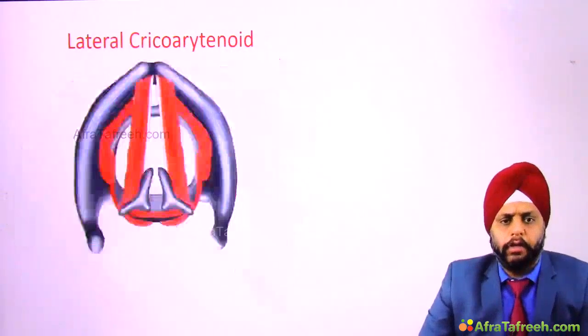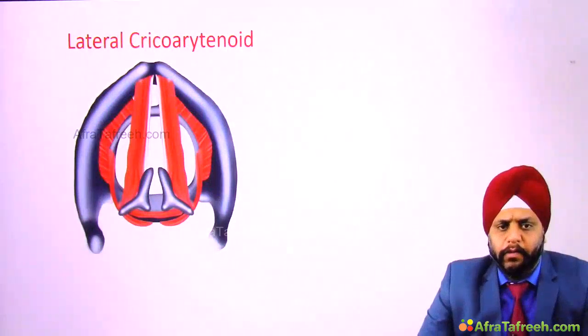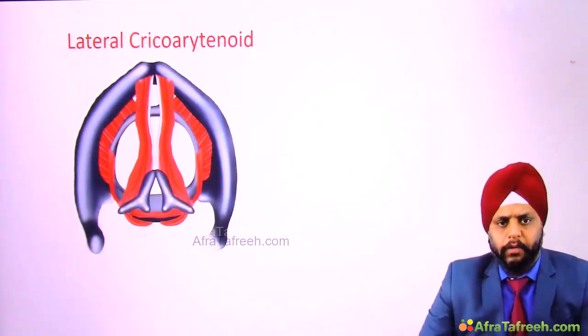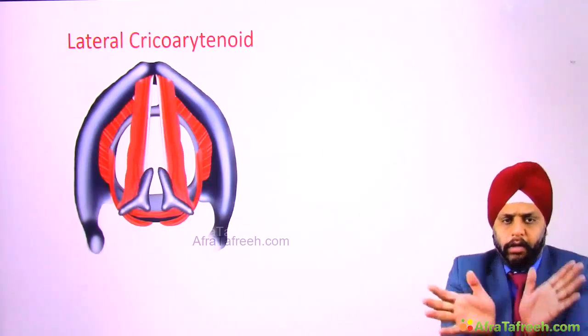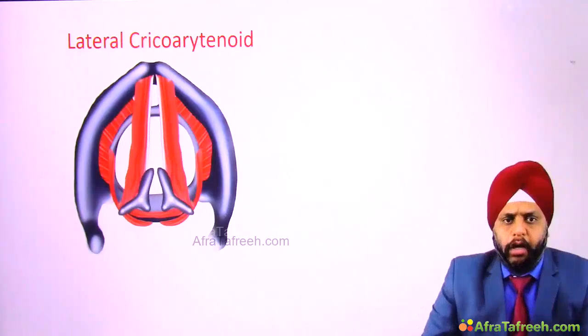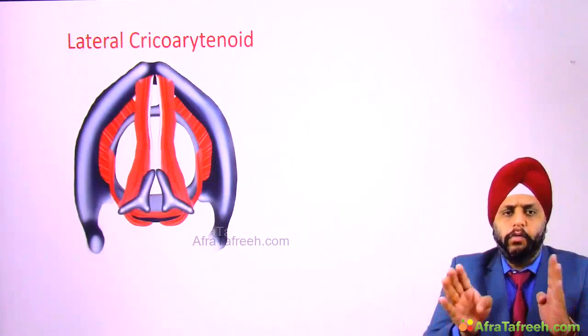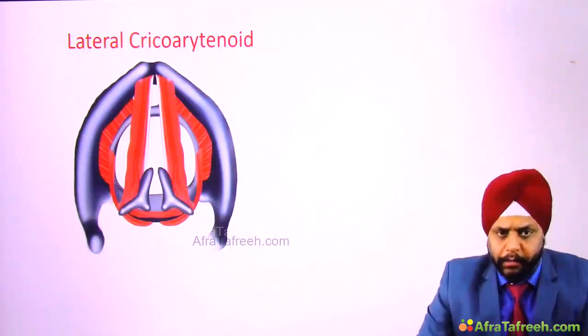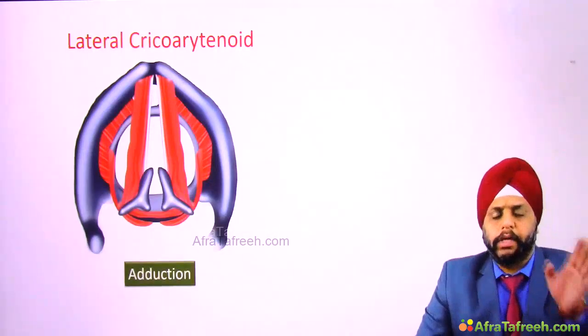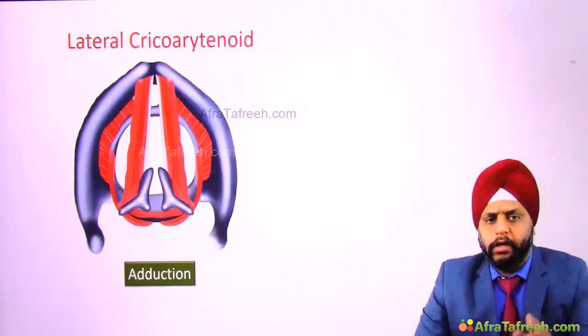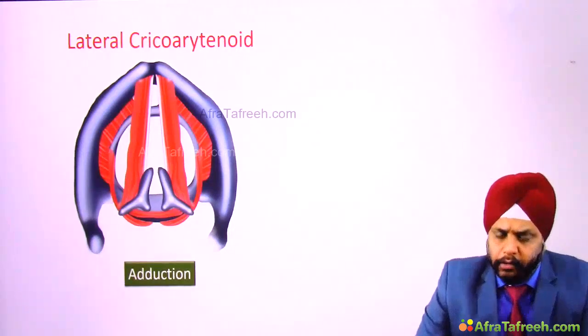Now what happens when this muscle contracts? Let's look at this video. When this muscle contracts, what happens? You see, it rotates the arytenoid, and it brings the two vocal folds together. So it causes adduction. The lateral cricoarytenoid causes adduction.